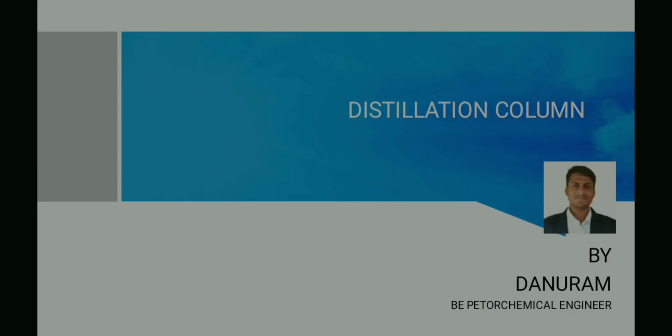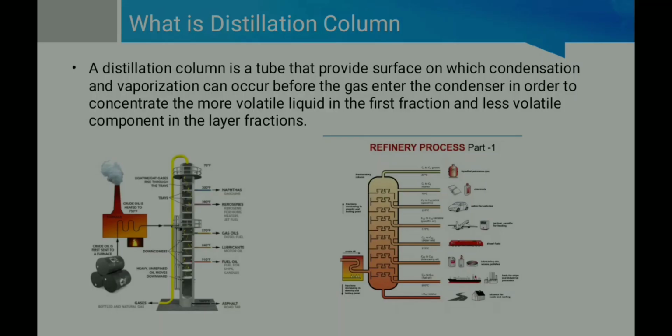In this video, we are going to see about the distillation column. First, what is meant by a distillation column? A distillation column is a tube that provides a surface on which condensation and evaporation can occur before the gas enters the condenser, in order to concentrate the more volatile liquid in the first fractionation and the less volatile component in the later fractionation. We have an example of how a refinery process works.